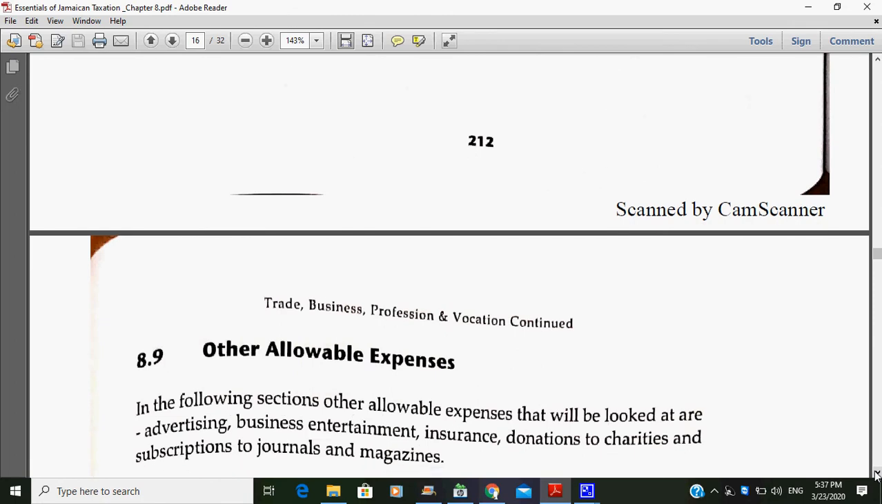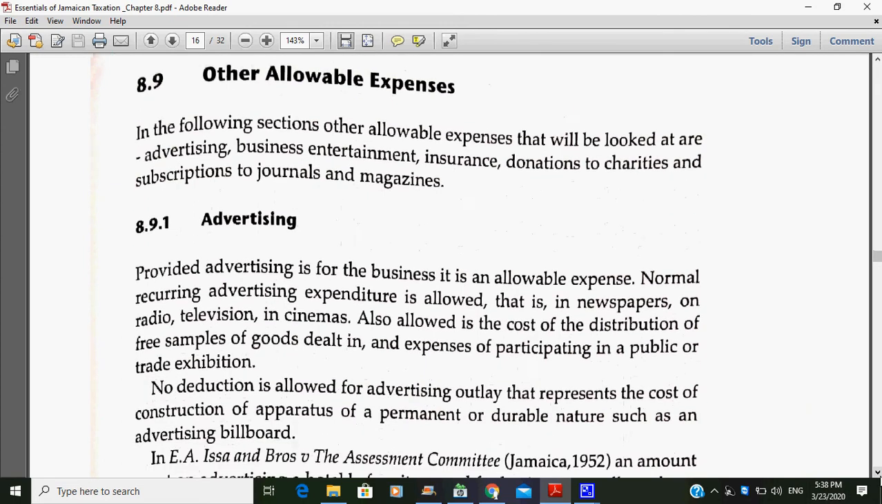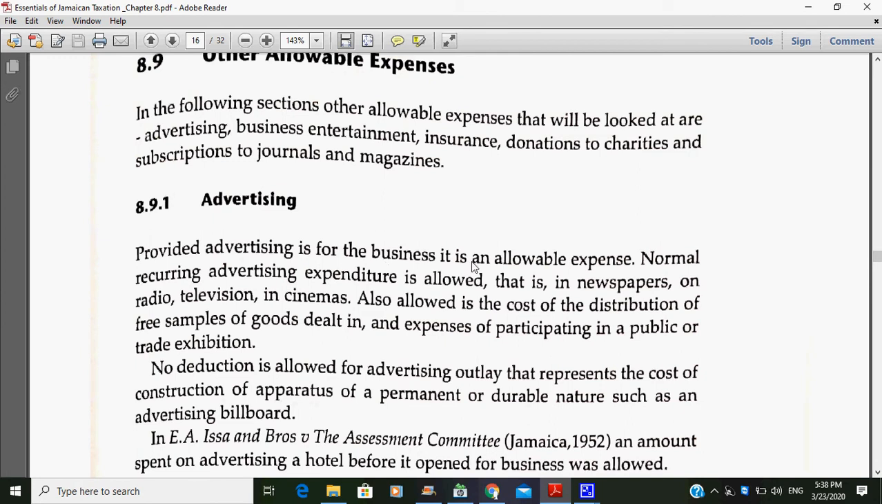Other allowable expenses now include, in the following sections, advertising, business entertainment, insurance, donations to charities, and subscriptions to journals and magazines. Now, provided advertising is for the business, it is an allowable expense, right? Normal recurring advertising expenditure is allowed, that is in newspapers, television, and cinemas. Also allowed is the cost of the distribution of free samples of goods dealt in and expenses of participating in a public or trade exhibition.